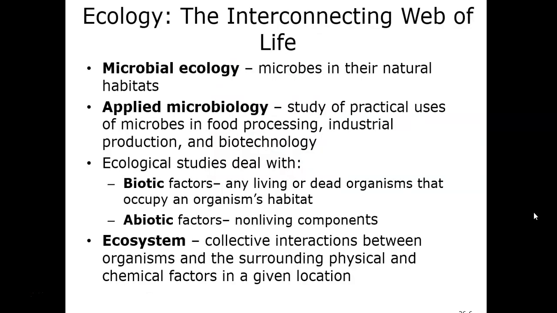So we're going to start first talking about ecological relationships and really the web of life. So anything you see here are key bolded definitions. Things like ecology, which is how microbes behave in their natural habitats. We talked about applied microbiology in chapter one was one of the key definitions, and we saw that this is using microbes in industrial production and food processing.